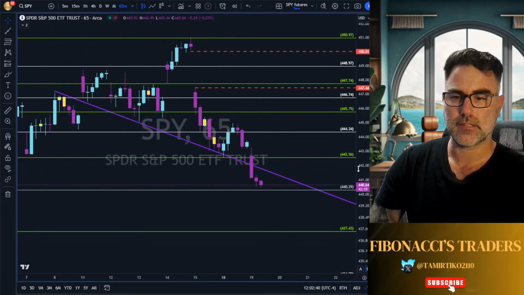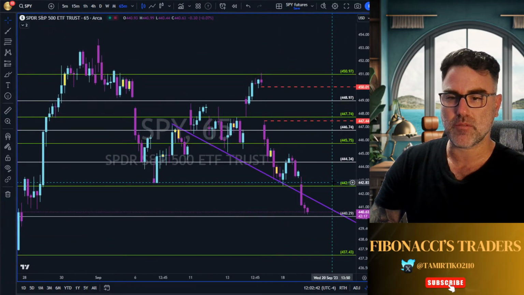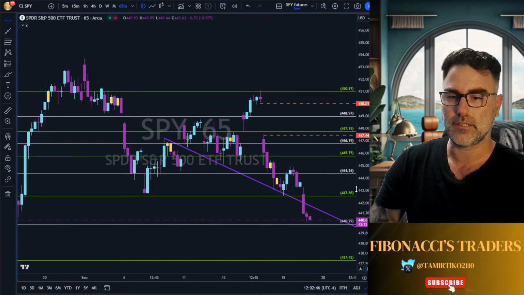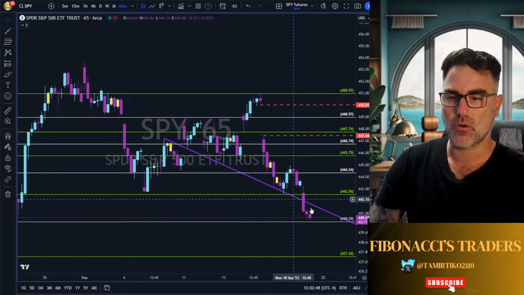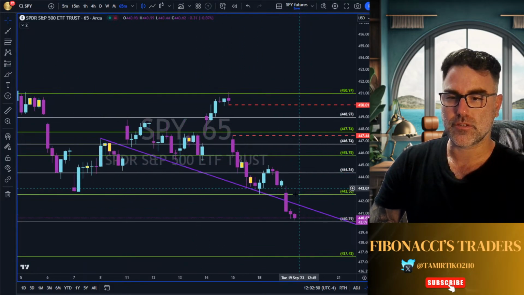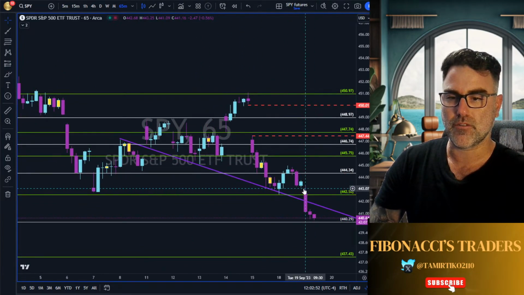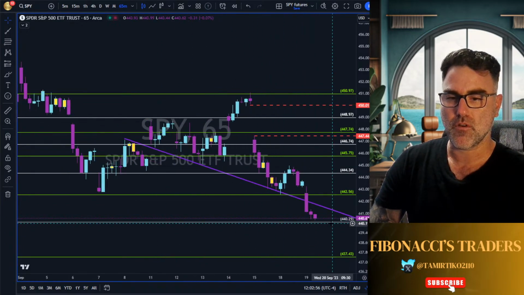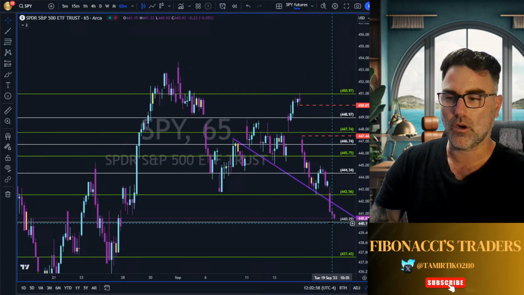SPY on the 65 minutes. Why do I use the 65? Because 6 candles of 65 minutes give us a full daily candle. We broke below this trend line. The first 65 minutes were very rough to the downside. Previous candle doji, now 440.30 needs to hold.